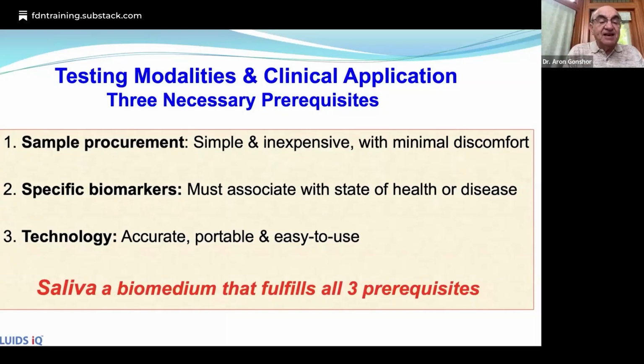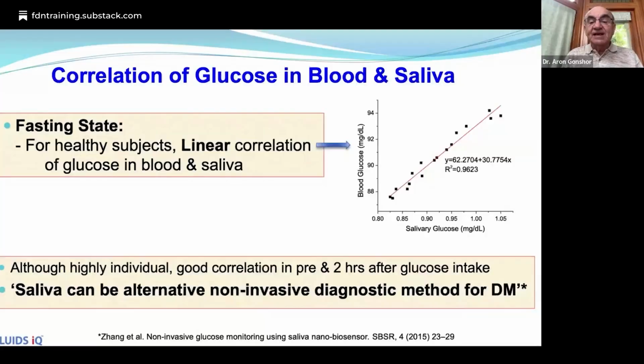Number two, if you're going to test for a particular analyte in a particular medium, it has to be very specific. It must associate itself to a state of health or disease. That biomarker can't be general, it has to be pretty specific. And number three, the technology needs to be accurate, portable, and easy to use. For all these three major things, saliva has been shown for decades now as a biomedium that fulfills all these three prerequisites.